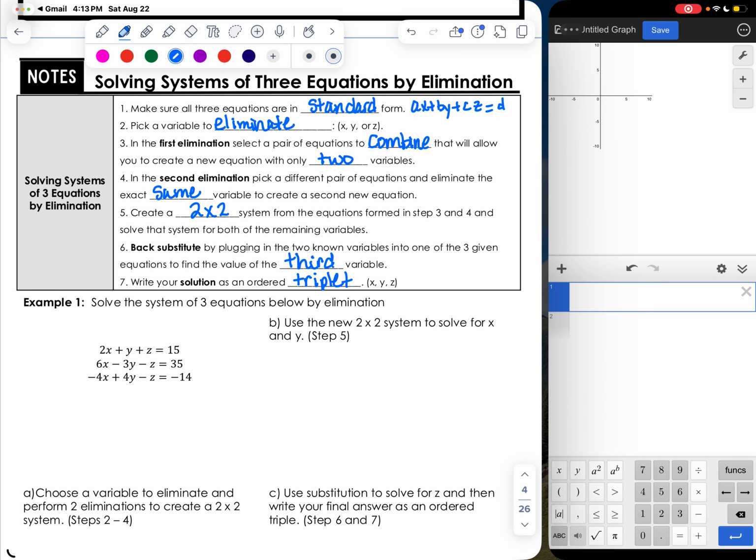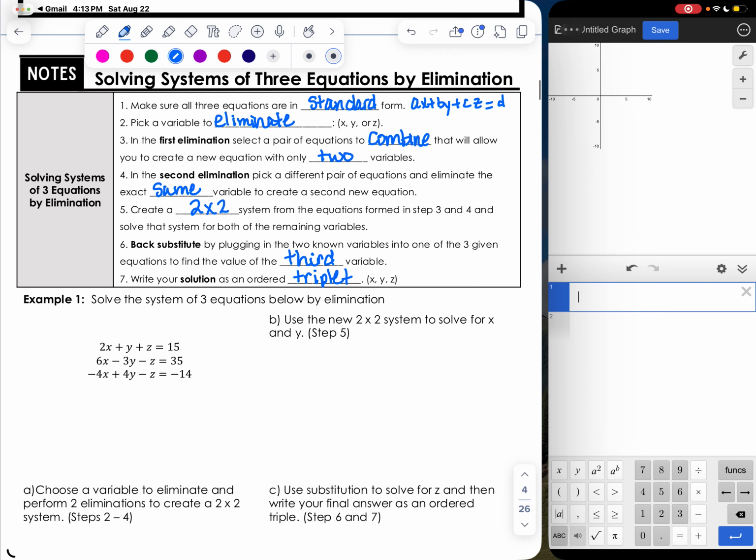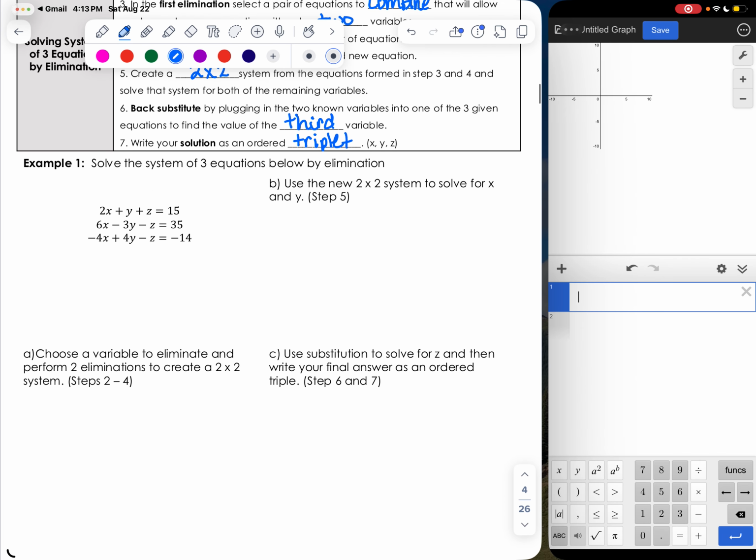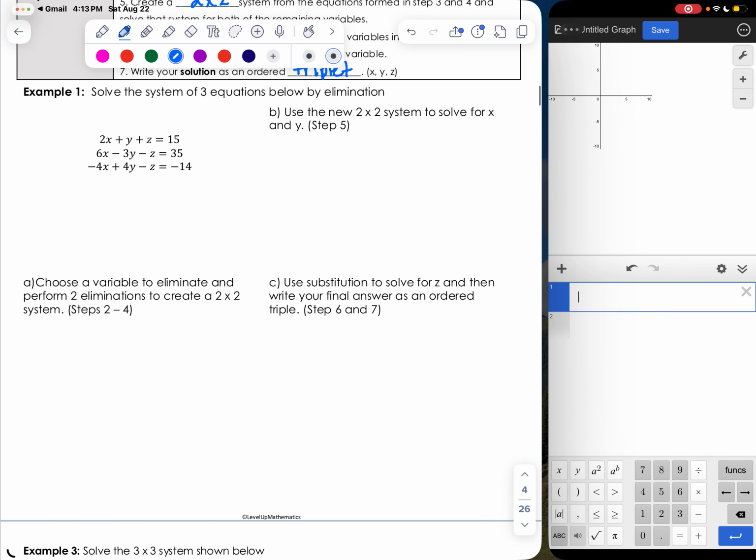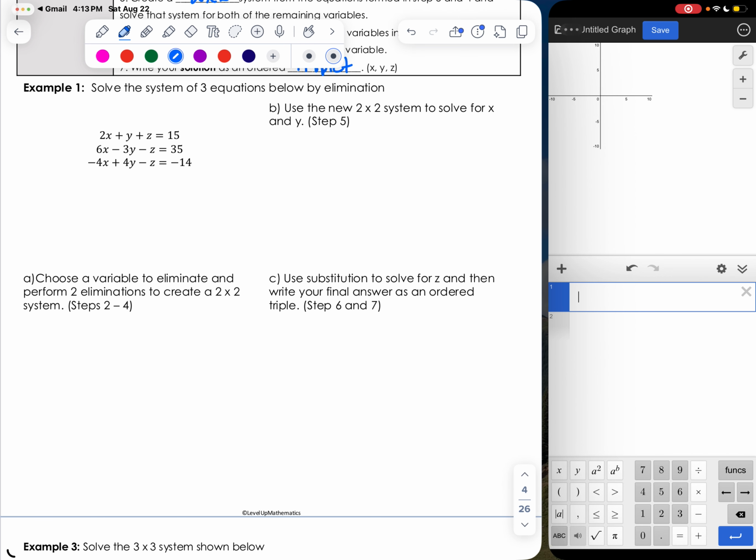Now let's try these steps with our first system here. In example 1, it says solve the system of 3 equations below by elimination. Now what I want you to note in this first system is step 1 has already been done for you. All 3 equations are in standard form. So we're ready to go to steps 2 through 4.